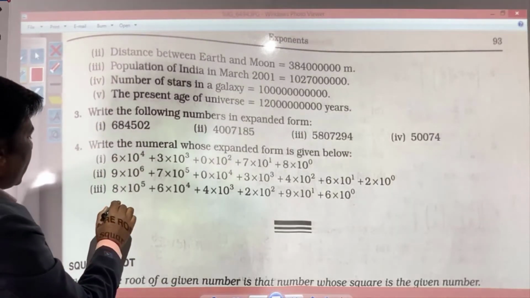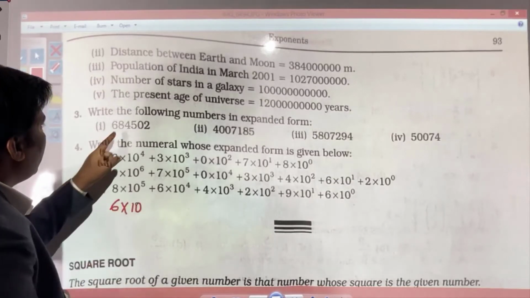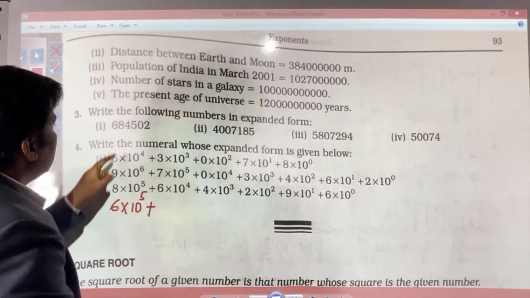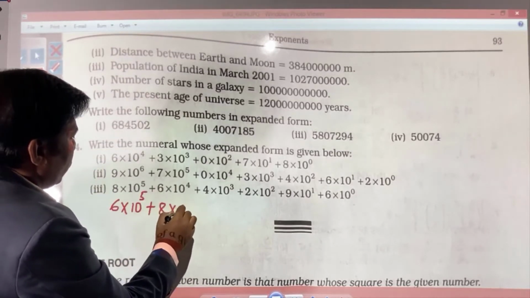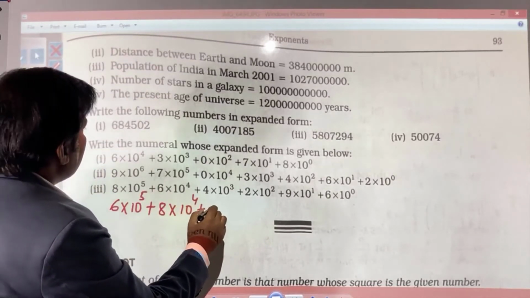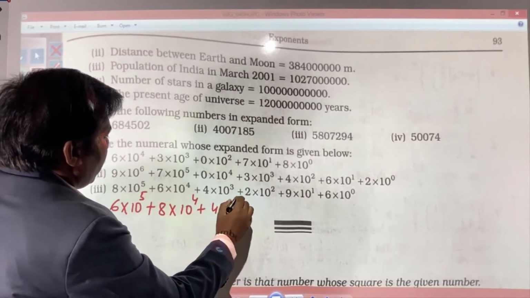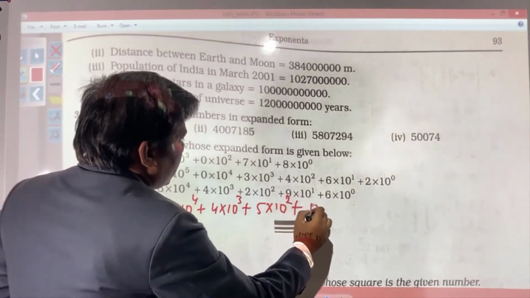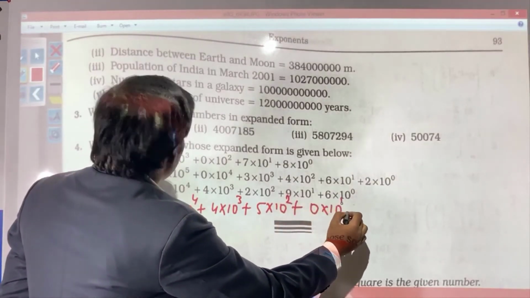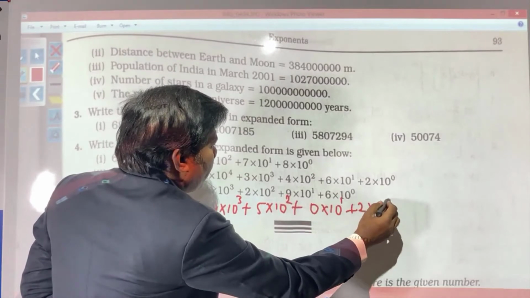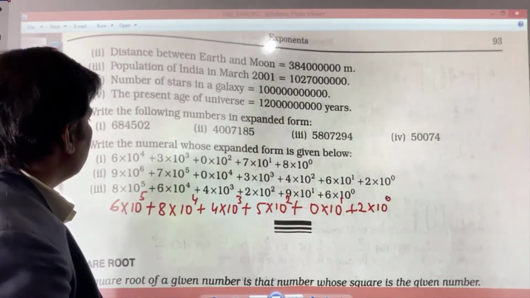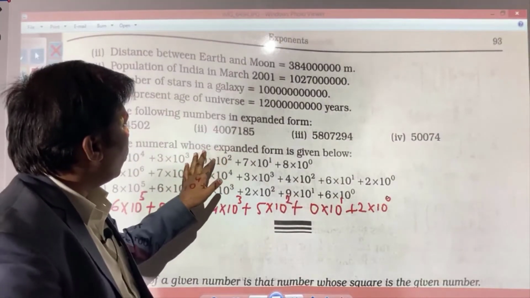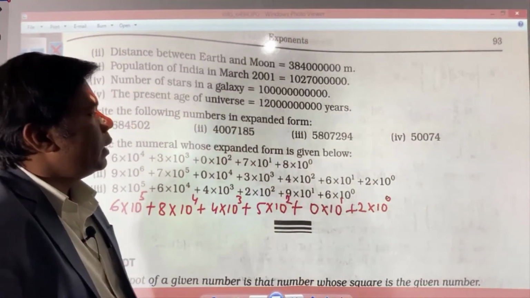So here you see 6 into 10 to the power 5, plus 8 into 10 to the power 4, plus 4 into 10 to the power 3, plus 5 into 10 to the power 2, plus 0 into 10 to the power 1, plus 2 into 10 to the power 0, and this will be your answer. Here you see question number 4, write the numerals whose expanded form is given below.